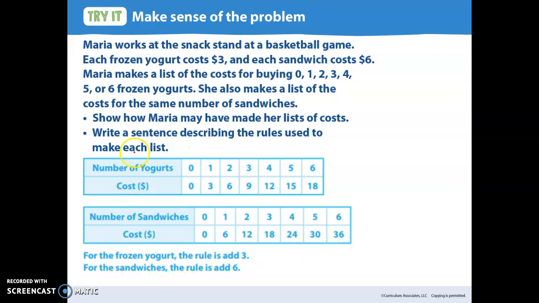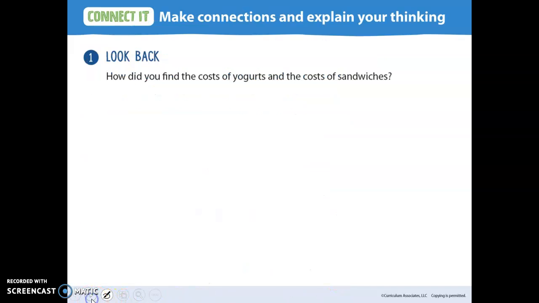So the second question was, write a sentence describing the rule. So what is the rule for the first one? Well, we made this list by adding 3 each time, right? And then the second one, what is the rule for this one? Well, we added 6 each time because each sandwich was $6.